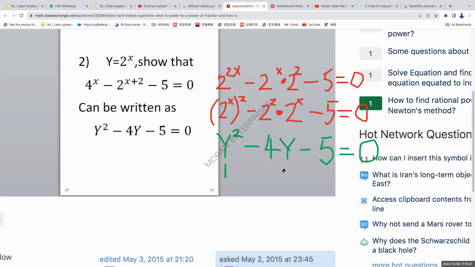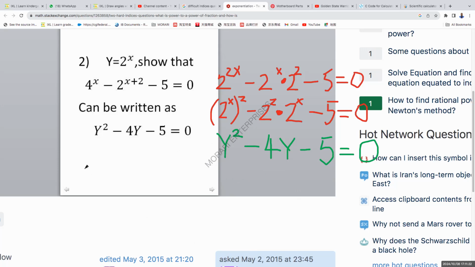So if it is not 1, you try negative 1. You always try plus or minus 1 and see which one goes. Before we go to 2, before we go to 3, we also try plus or minus 2. Because now you are dealing with integers, don't only think about positive numbers. So let's try y is negative 1. Negative 1 times negative 1 is positive 1. Then negative 4 times negative 1 is positive 4. Then minus 5. Let's see if this will give us 0. 1 plus 4 is 5, 5 minus 5 is 0. So y should be negative 1.